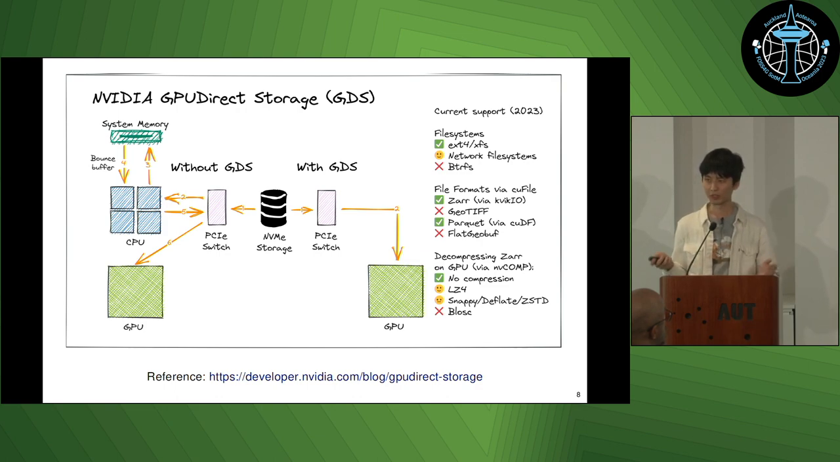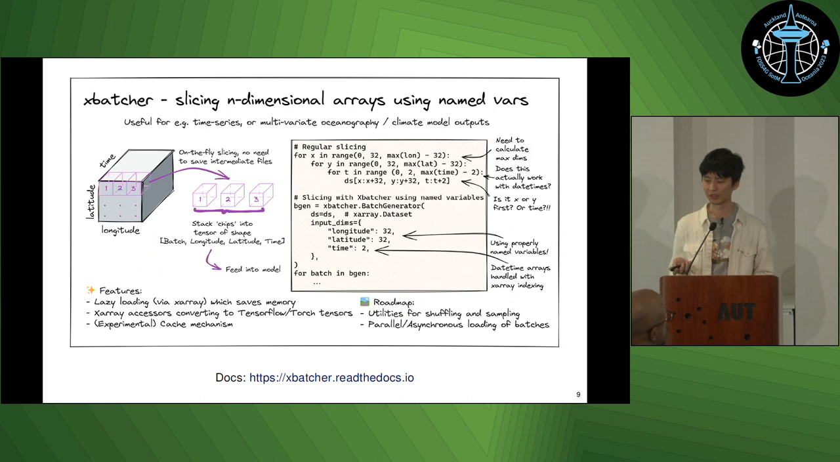So once we have our data read, but actually we don't want to read all of our data at once. On the left here, there's this data cube with latitude, longitude, and time dimensions. It's a big dataset. You don't want to read all of it at once. You want to read subsets of it. So xbatcher is a small library that allows you to do on-the-fly slicing. And you can slice it any way you like.